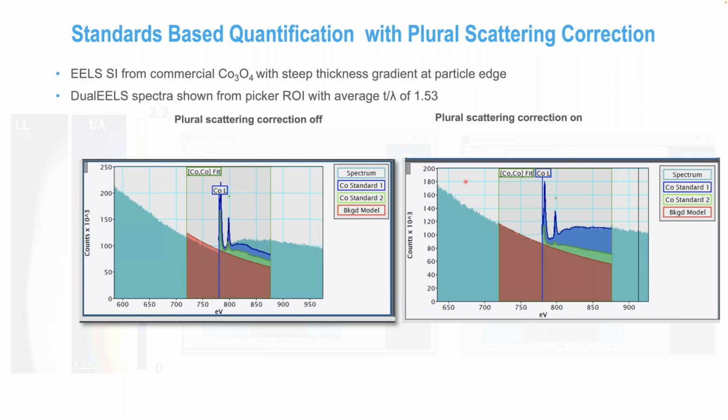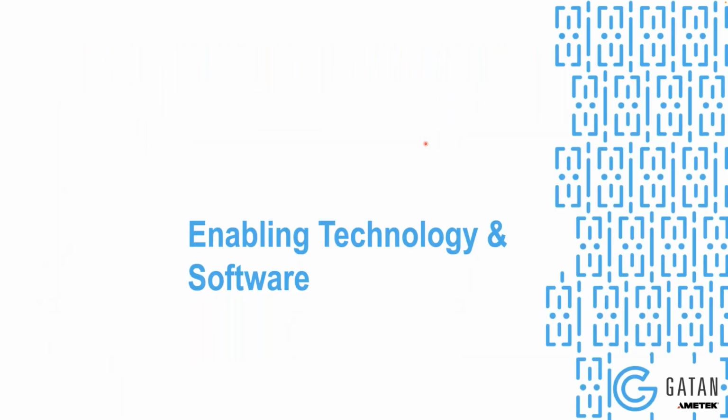Compared to with the plural scattering correction on, it's perfect. So it's really key to have this correction applied. If we don't do this correction, it's really hard to make meaningful statements about the data, even for a single spectrum. If the thickness is actually changing, then it's even more important. Okay, so that's pretty much the background of plural scattering and why we need to deal with it.